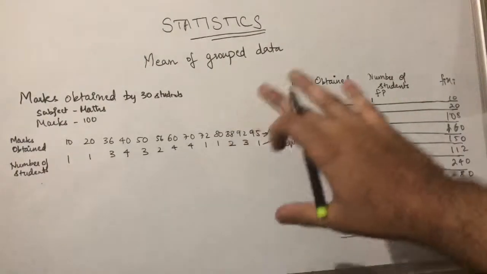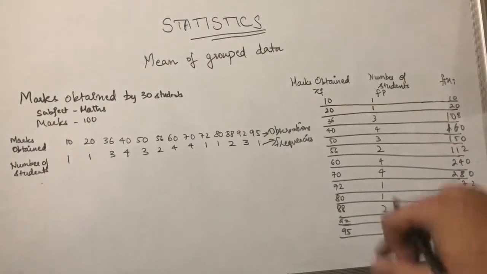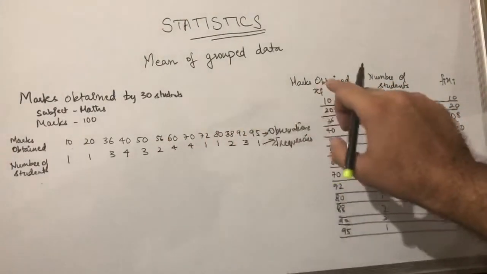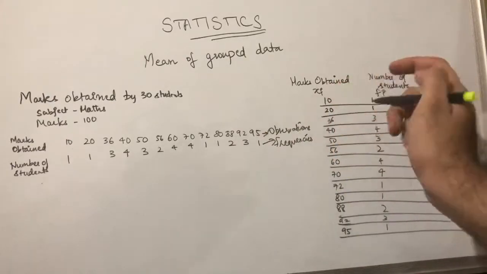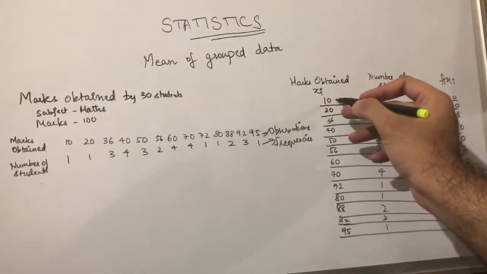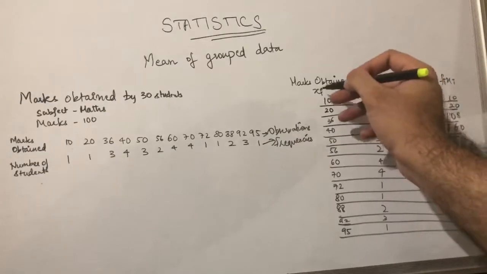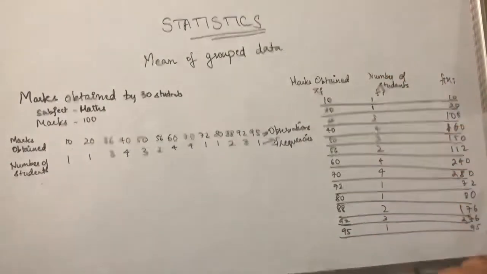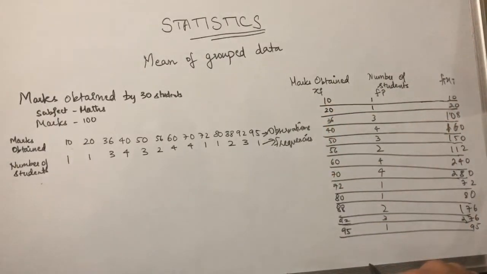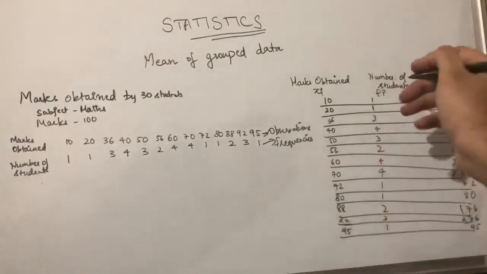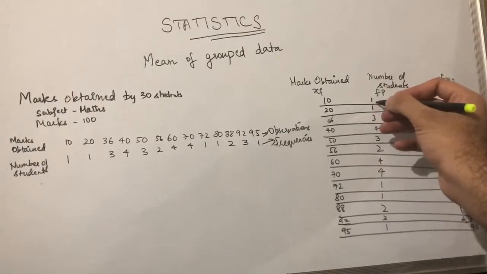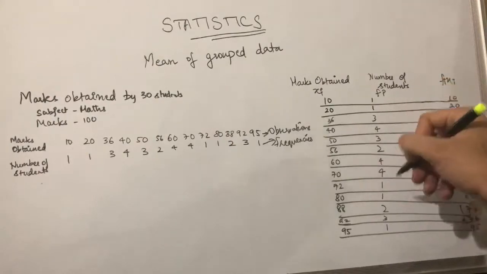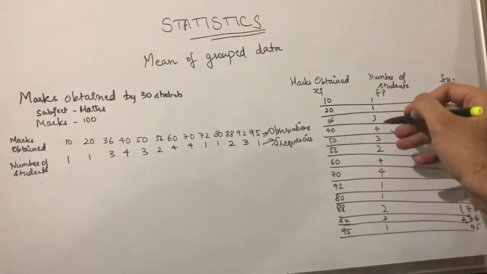Alright, so now let's get to the table here. I have just mentioned all the marks here, and let us denote all these values by x. So xi, which means x1 would be 10, x2 would be 20 and so on. Then followed by the number of students who got these marks, which I've denoted by f. So fi, f1 would be 1, f2 would be 1, f3 would be 3, f4 would be 4 and so on.